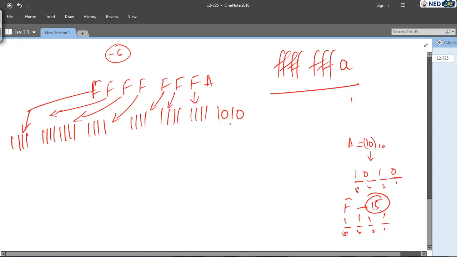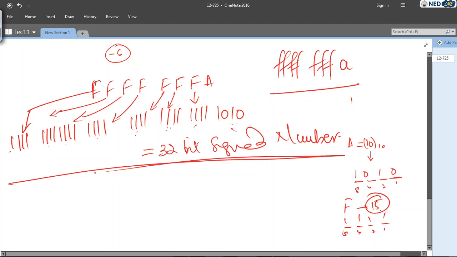How many bits do we have? 1 2 3 4 5 6 7 8. We have 8 groups of 4 bits each, so we have a 32-bit signed number.